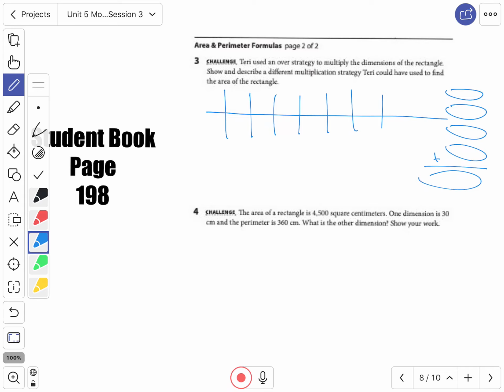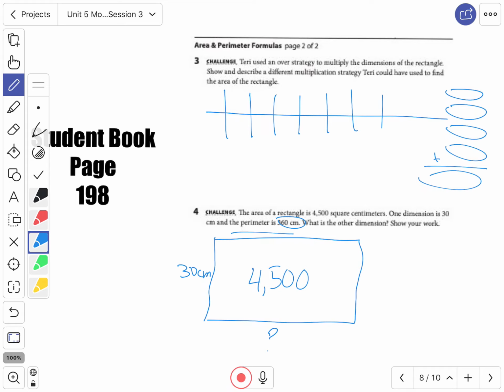And then for number 4, the area of a rectangle is 4,500 square centimeters. One dimension is 30 centimeters and the perimeter is 360. What is the other dimension? Okay, the area of a rectangle is 4,500, okay? One of the dimensions is 30 cm. We don't know the other one, but we know that the perimeter is 360, okay? What is the other dimension? So you're trying to figure out what this dimension is using the information that you have, okay? So go ahead and figure that one out.